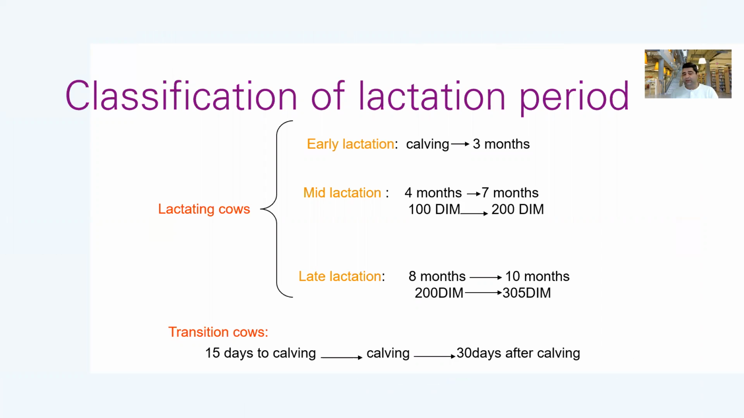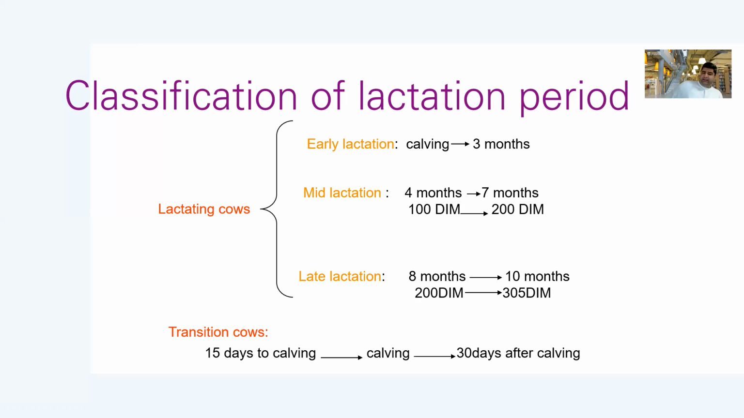So, as we saw in the previous slide, we can classify the lactation period into 3 different periods. Early lactation, which starts from calving until 3 months after calving. Mid lactation, 4 months until 7 months after calving, or we can say 100 days in milk until 200 days in milk, DIM. It's not DMI. DMI means dry matter intake, but DIM means days in milk. And the late lactation is 8 months until 10 months, or 200 days in milk until 305 days in milk, or until the end of the production.